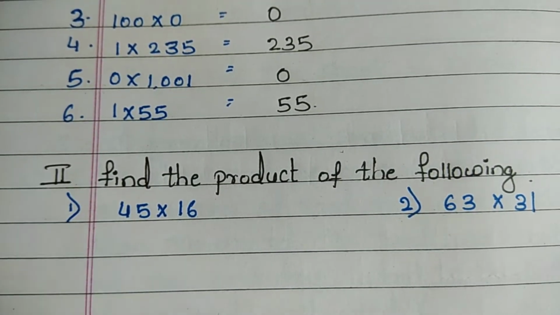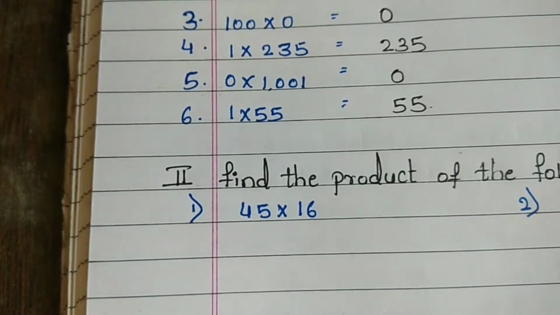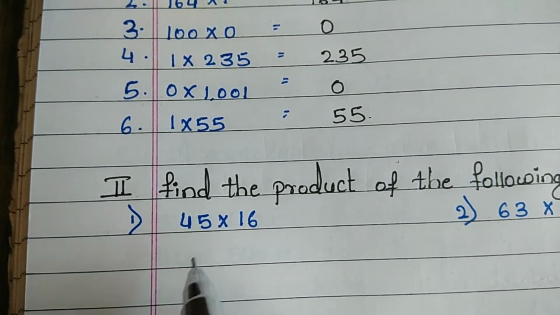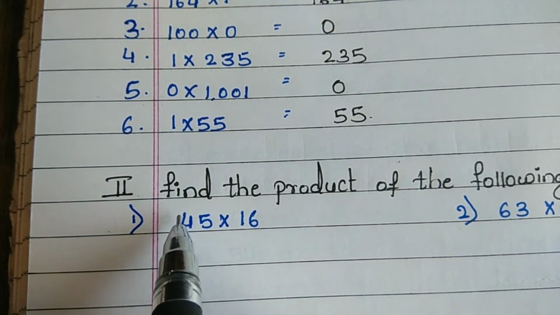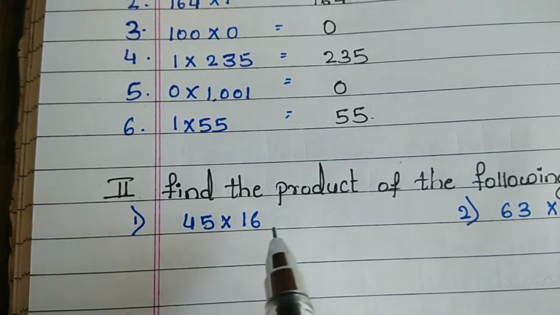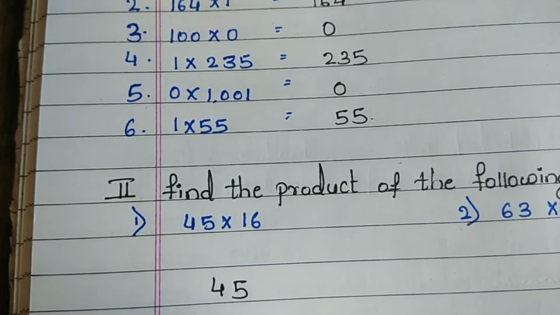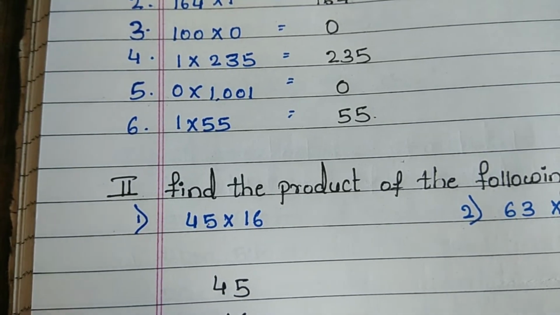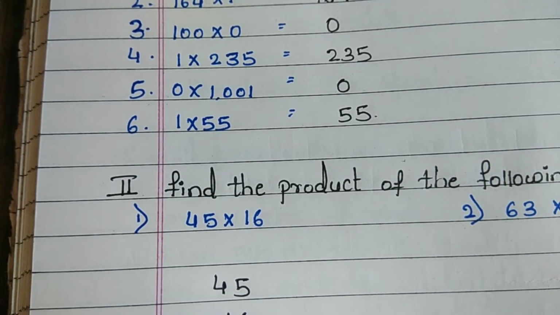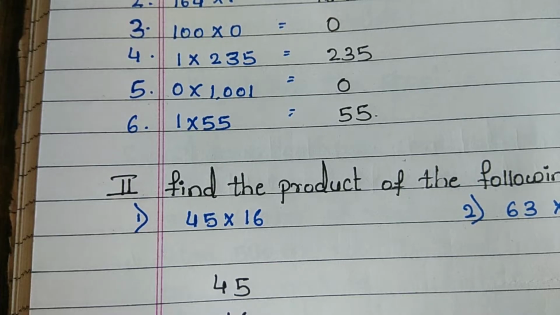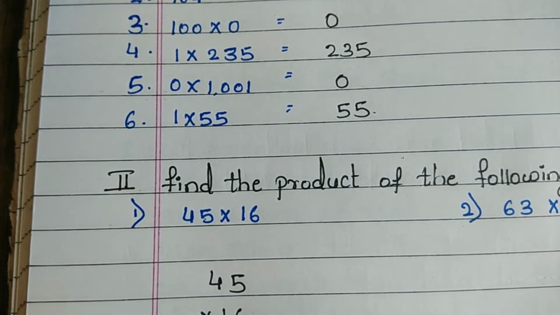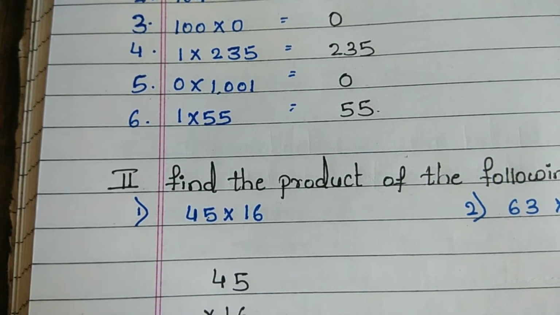Second one, find the product of the following. In lower classes you already studied how to do this. The first one has a multiplicand and a multiplier. Yes, this is 2 digits, so I will do it like this: 45 into 16.